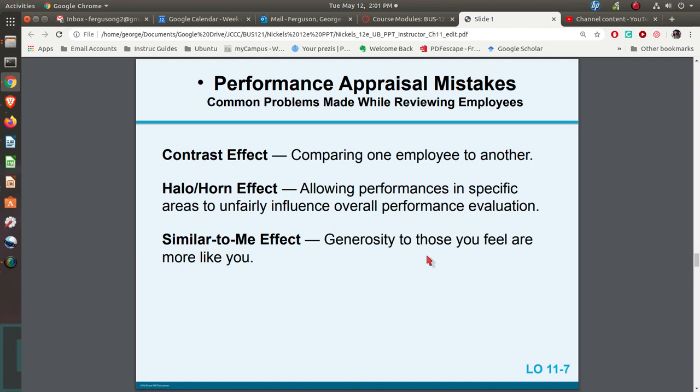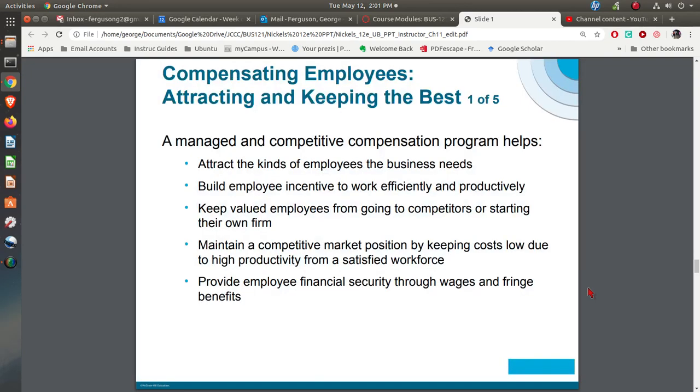Some mistakes made in performance reviews. First of all, there's the contrast effect, where you compare one person against another. Not necessarily fair and not necessarily the right thing to do. They may have totally different jobs. The halo and the horn effect. In other words, letting one or two areas influence the overall performance evaluation unfairly. And the similar to me effect. Many times we tend to hire and be much more generous to folks who are like us. And so you have to be careful about some of these biases that you may have when reviewing employees.